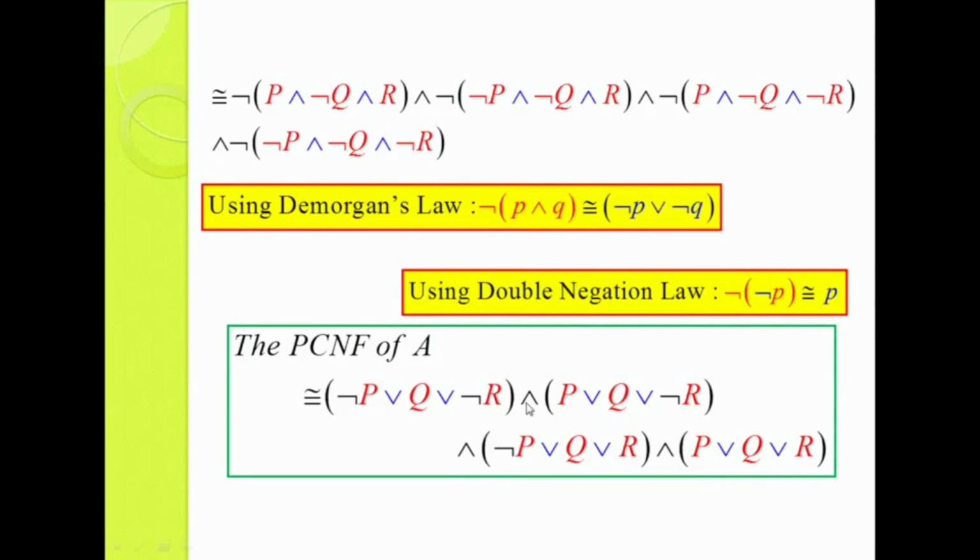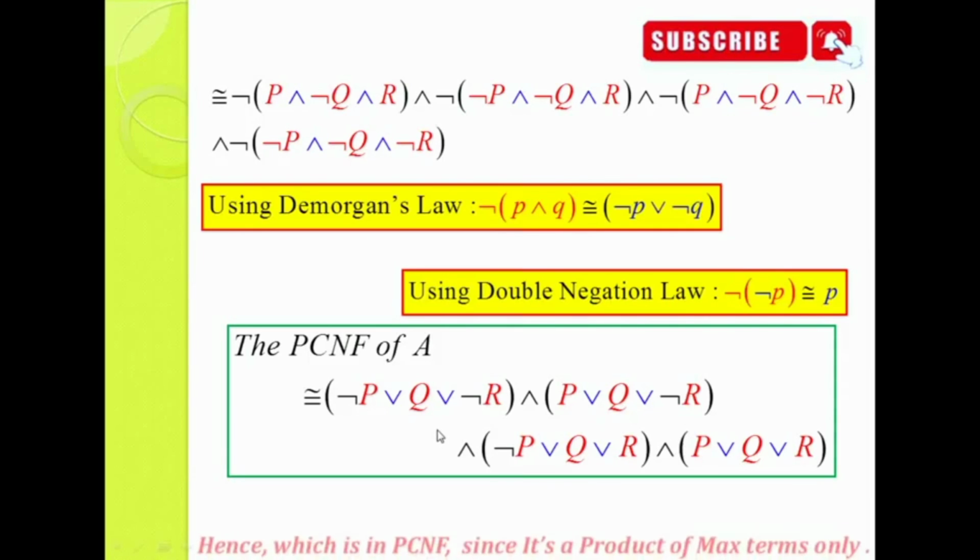Therefore, this expression is called what? Product of max terms only. And also you see each max term contains three variables and all three variables are different variables. That means P, Q, R and the negations of P, Q, R. We should not get the same variable. So therefore PCNF of A, we got four max terms only. If we add min terms and max terms, you should get only 8 terms.